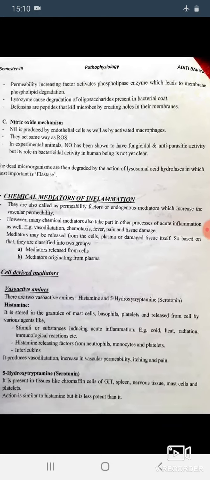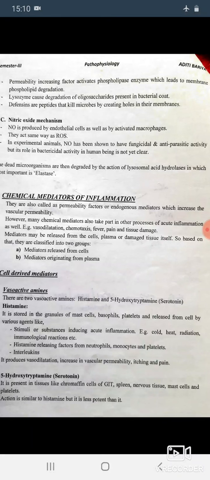The nitric oxide mechanism involves the substance nitric oxide, and that is produced by endothelial cells as well as by activated macrophages. So macrophages and endothelial cells secrete nitric oxide in response to inflammation, and these substances act similarly to the reactive oxygen species. The nitric oxide killing mechanism works in the same way as the reactive oxygen species, superoxide radical and OH radical.